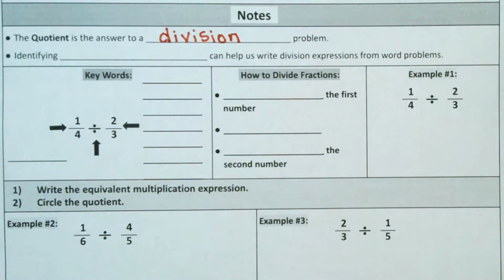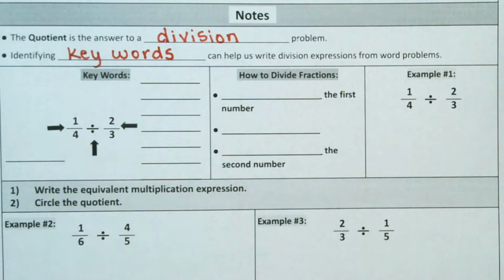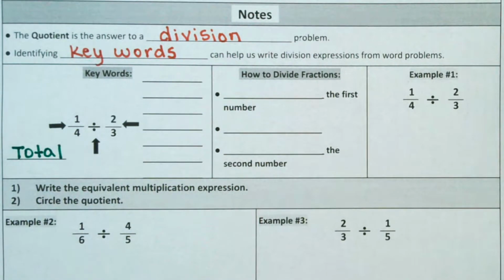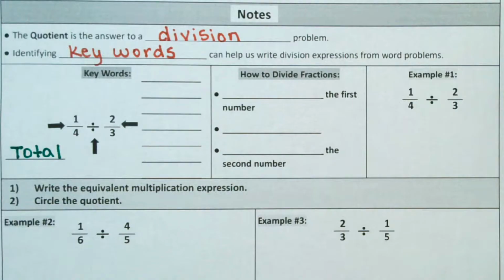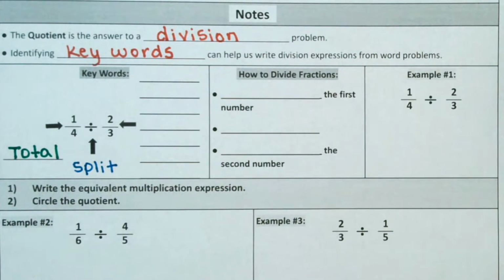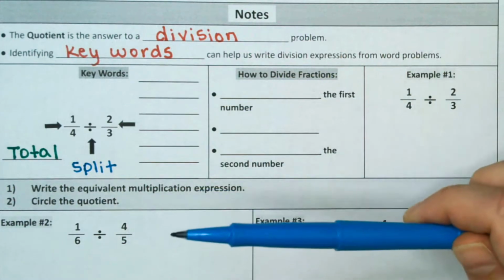And then speaking of keywords, identifying keywords can help us write division expressions from word problems. So let's go ahead and talk about some keywords for the first number in our division expression. If you see the keyword total, that's an indicator that that'll represent the first number in our division expression. So go ahead and write total. Split is a key word for dividing.